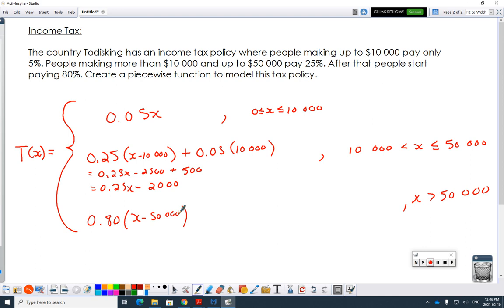Let's say I made $70,000. I don't pay 80% on $70,000. I pay 80% on $20,000. Next, the 25% category. This, I think, is the hardest moment in the question. It's the hardest to come up with this middle category, so I'm going to skip over and come back to it. It's easy to come up with the 5% category. How much money is in the 5% category?